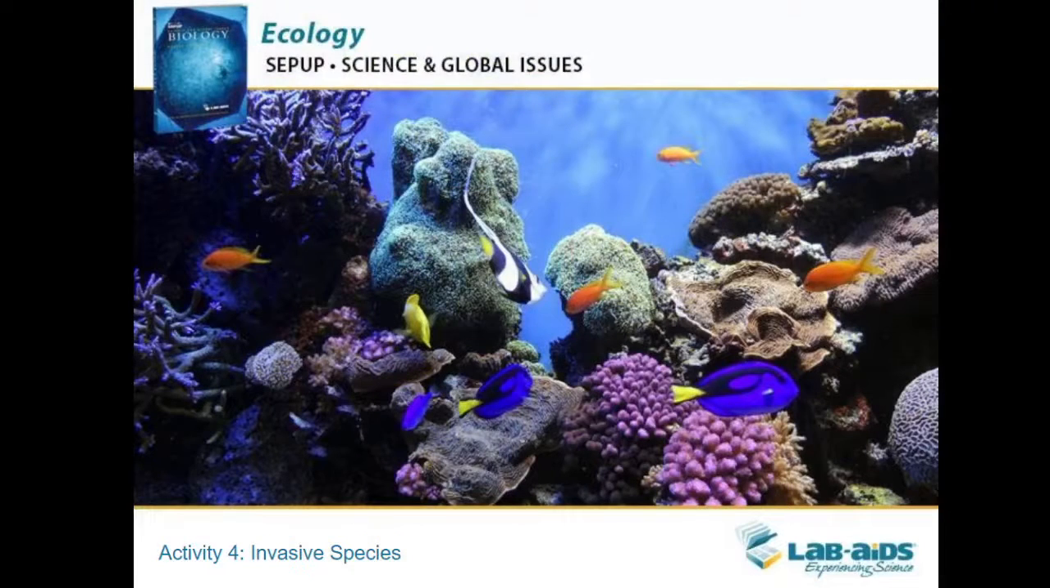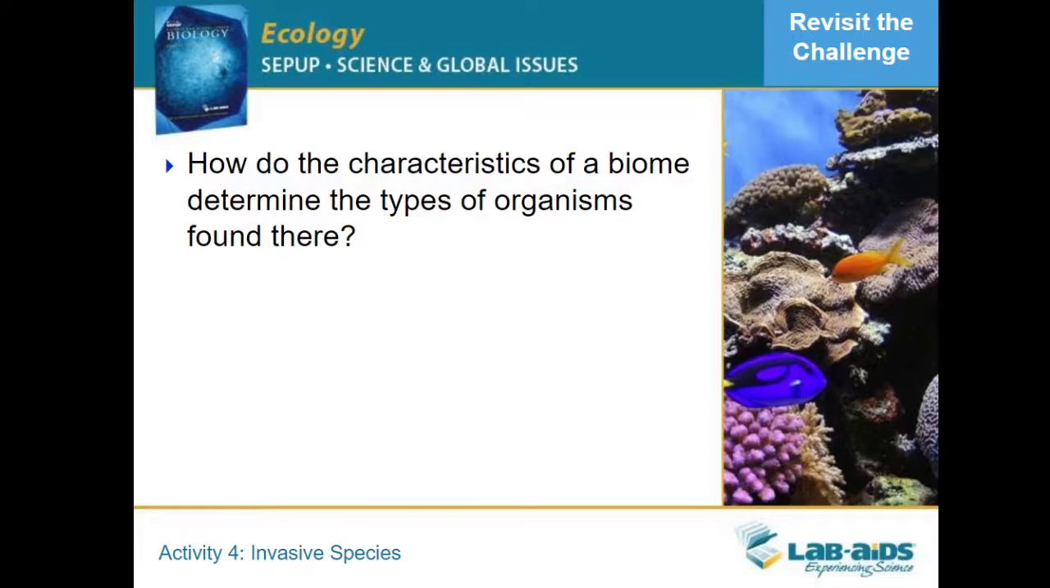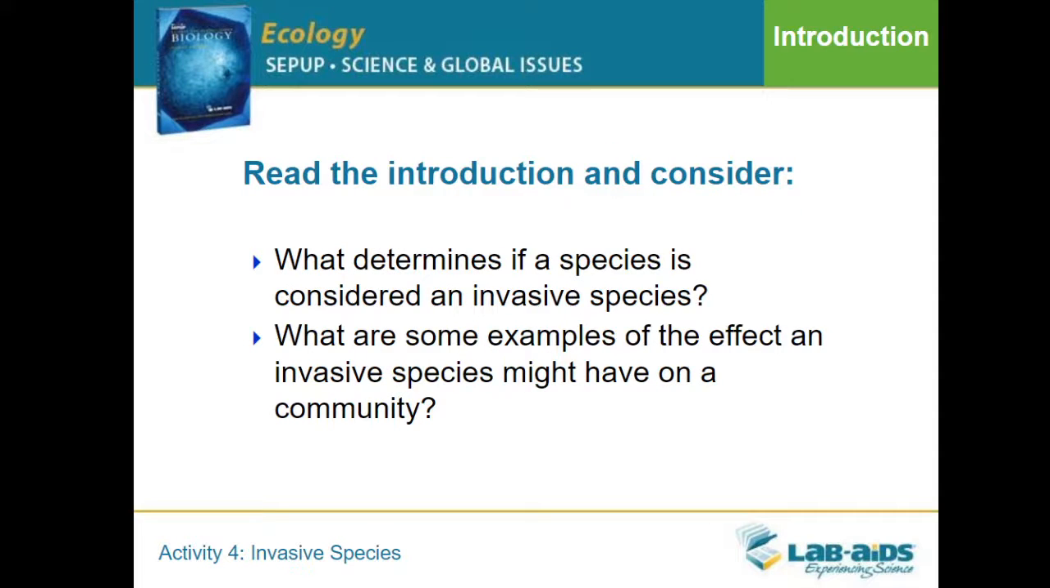So in activity 4, we were looking at invasive species. Let's take a quick think back to where we were last time, as we were looking at biomes and thinking about how the characteristics of that biome determine the types of organisms found there. We were trying to match up an organism, based on its characteristics, to a particular biome and deciding if it would be successful in that environment and if it could thrive there. As we moved into today and looked at invasive species, we were thinking about those characteristics and what would determine if a species would be considered invasive in an environment, and what some examples are of the effect an invasive species might have on a community.